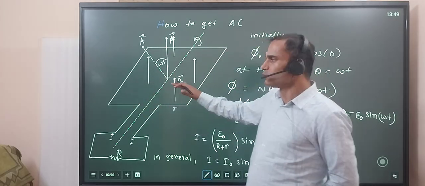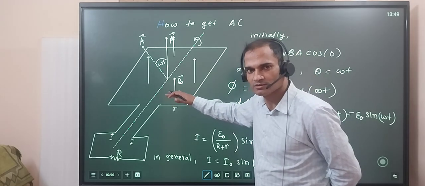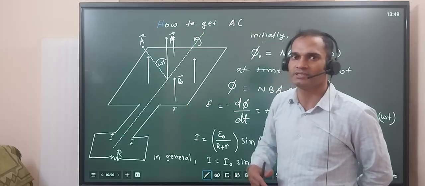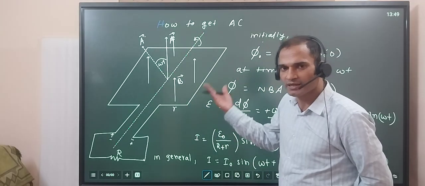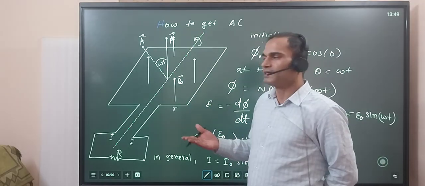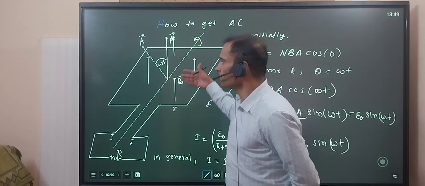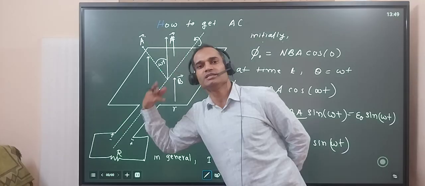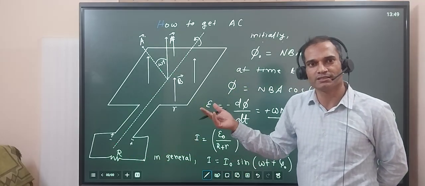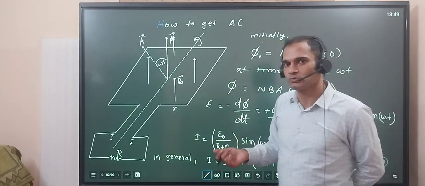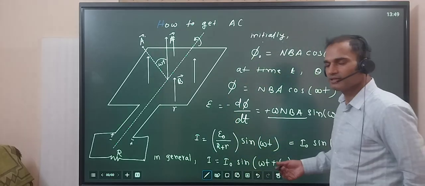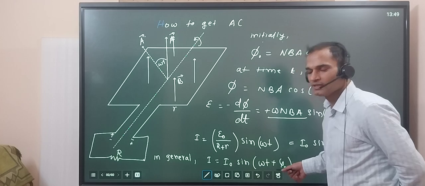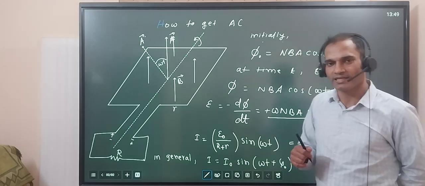I have kept the loop horizontal. So the area vector is upward, the B vector is upward, and the angle between B and the area vector is 0. But maybe we can keep the loop vertical. So the area vector is this way, the B vector is this way, and the initial angle is pi by 2, right? If the initial angle is pi by 2, then the final angle will be omega t plus pi by 2, and we will get cos, right?